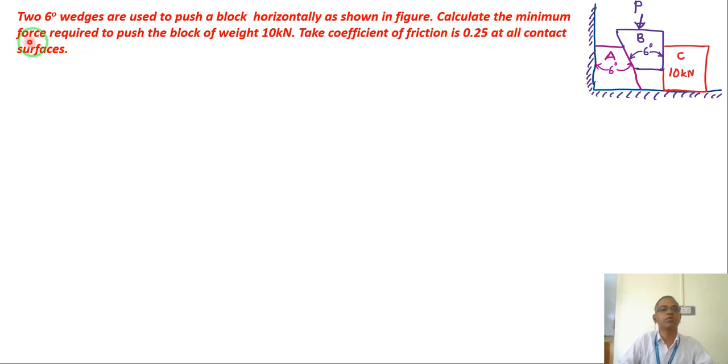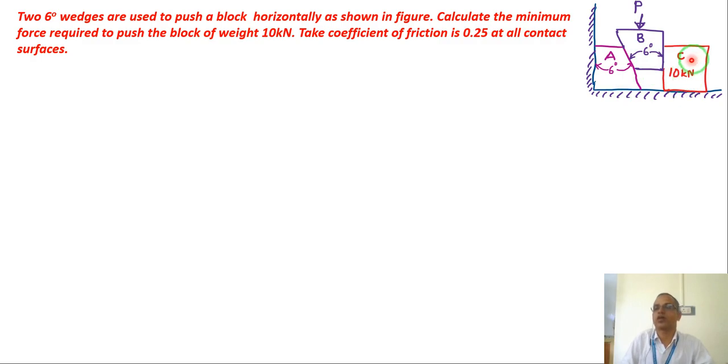Calculate the minimum force required to push the block of weight 10 kilonewton. So this block C of 10 kilonewton has to go to the right-hand side. So what minimum force is required from the top so that it will go right? Take the coefficient of friction as 0.25 at all contact surfaces.